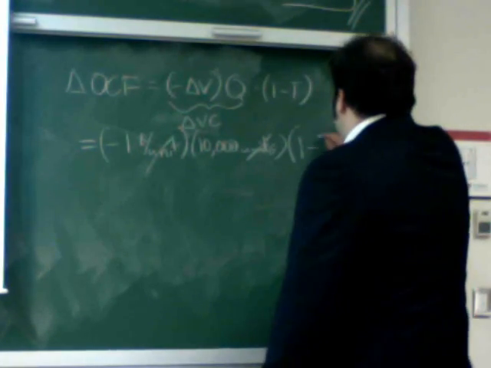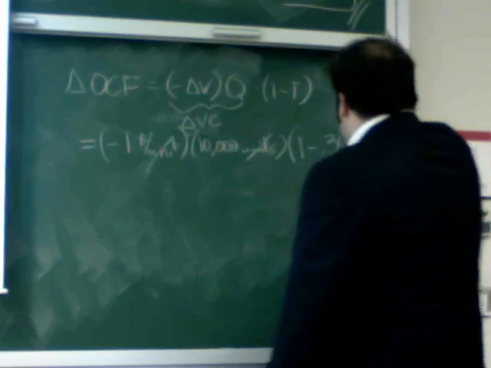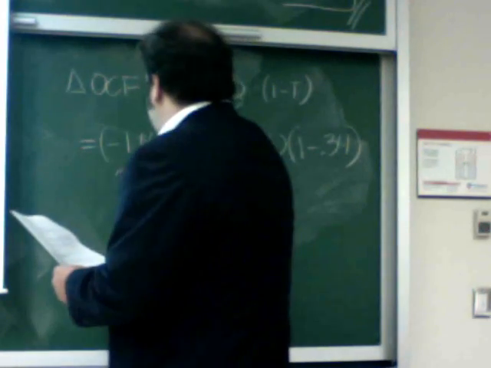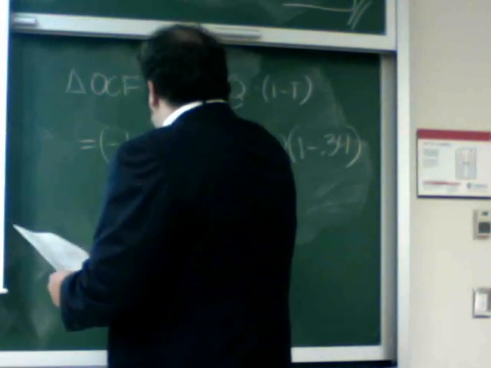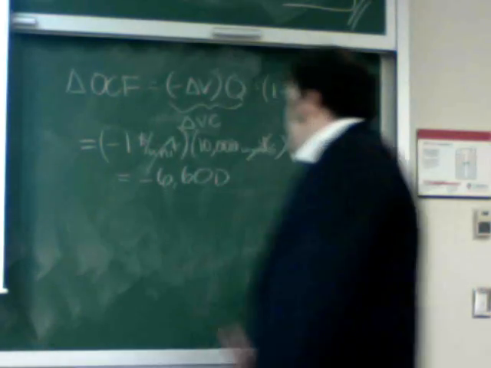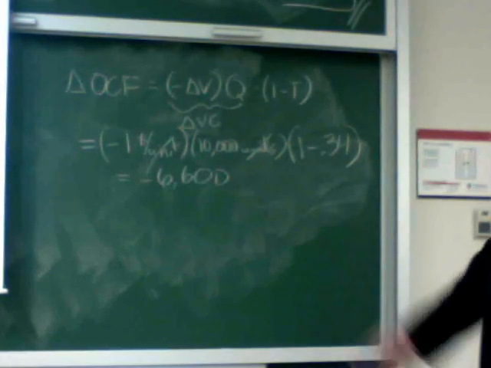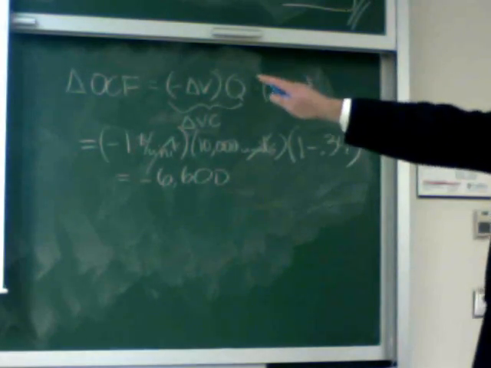And the tax rate is 34%. And so the change in operating cash flow for a single year is minus 6,600. But that's not what the question is asking. You're halfway there. What is it?